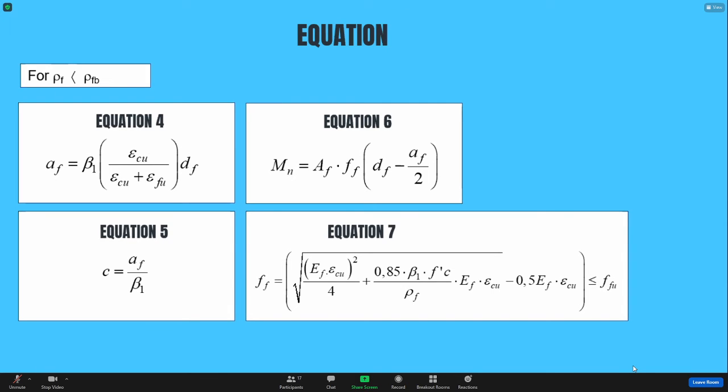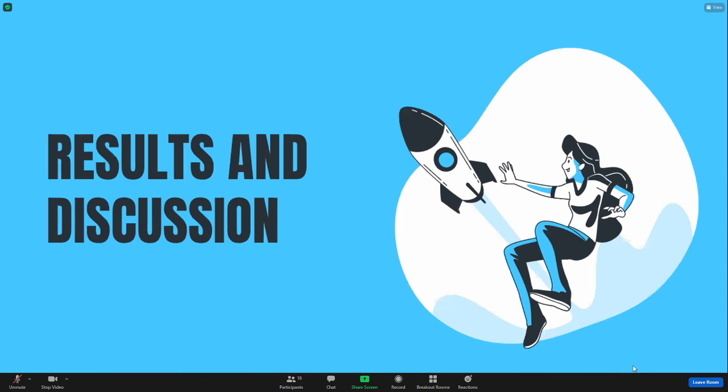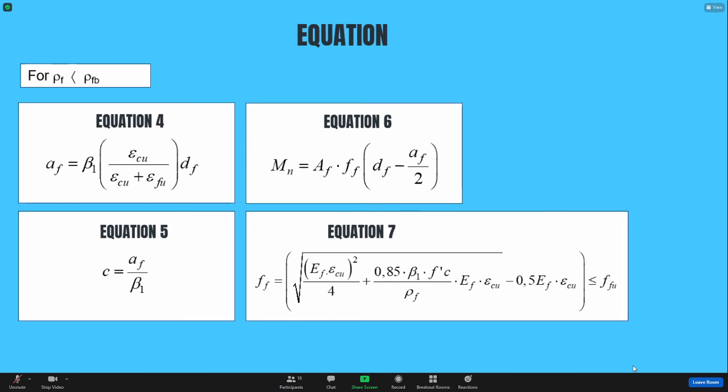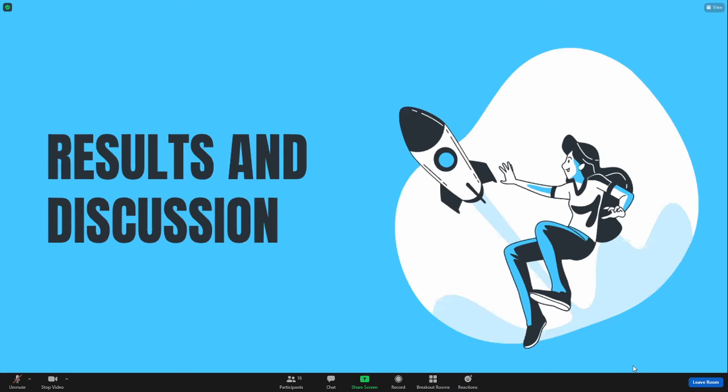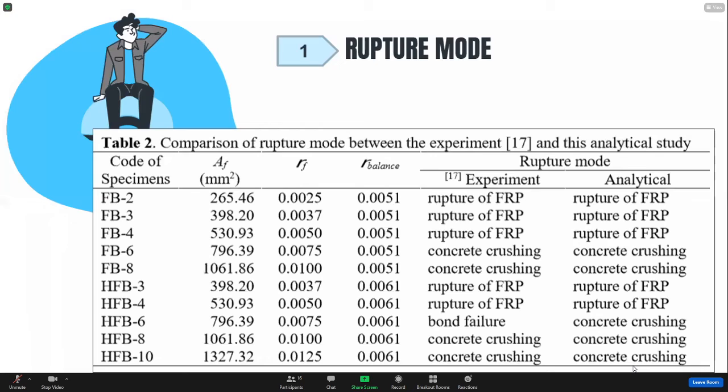This is equation 4. Beta 1 is the factor that depends on the concrete strength, epsilon cu is the ultimate strain in the concrete, and epsilon fu is the rupture strain of the FRP reinforcement. This is equations 5, 6, and 7. Next, the results and discussion.